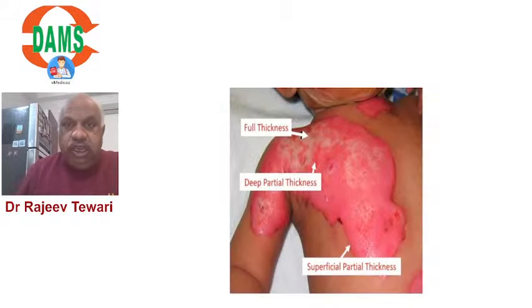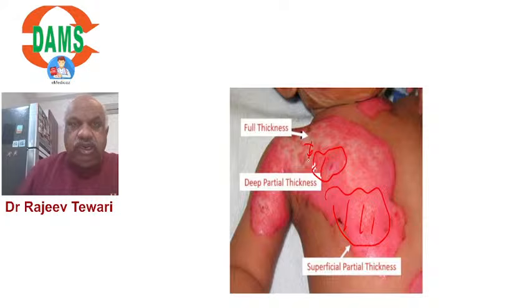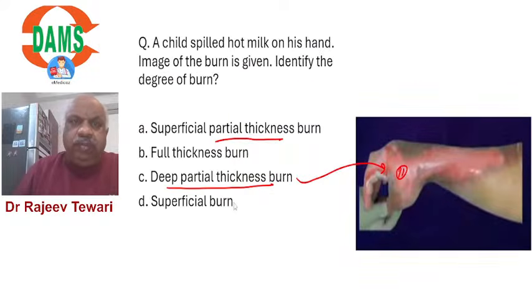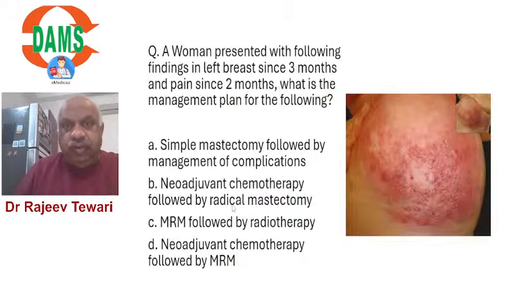Like this is a glistening red moist, this is partial thickness, superficial. This is deep, and this is full thickness, where the color has changed. It doesn't blanch on pressure. Pain is less because nerves are destroyed. So some other features are there. Depending on the image, but I'll go for deep partial thickness for this particular image, if this was given.